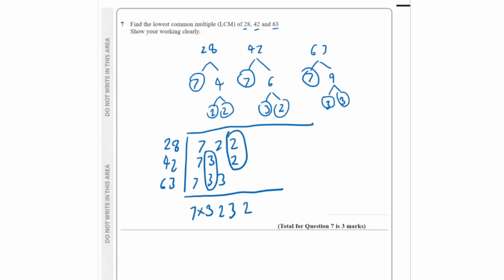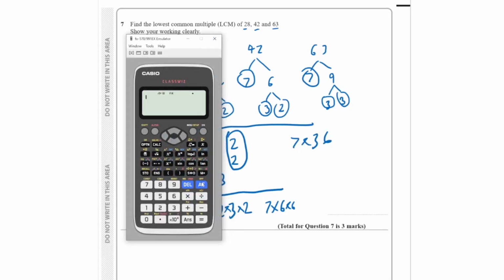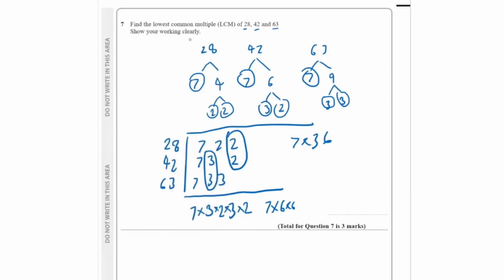So our final answer should be 7 times 3 times 2 times 3 times 2. I can actually simplify this to 7 times 6 times 6, or 7 times 36. And we can pull out a calculator and get our final answer. 7 times 36. Our LCM is 252. And that's our final answer.